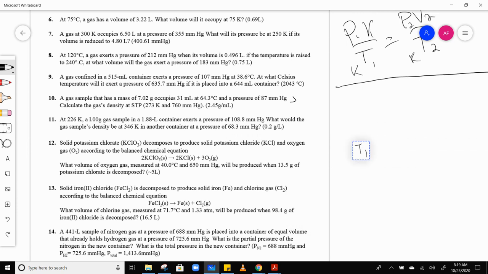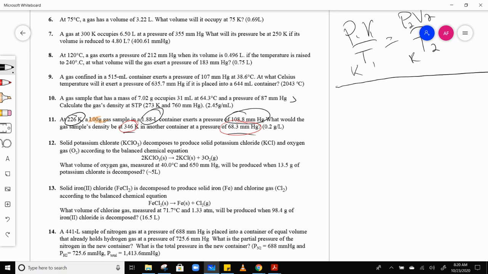It says at 226 K, a 1 gram gas sample in a 1.88 liter container exerts a pressure of 108 millimeters of mercury. What would the gas sample's density be in another container at 346 K and 68.3 mmHg? Okay, so here we have initial conditions: 226 K, 1.88 liters, 108.8 millimeters of mercury, and then we have some final conditions: 346 and 68.3, and we have the mass, right? The mass is 1 gram.